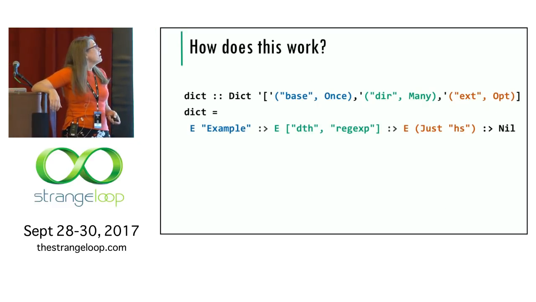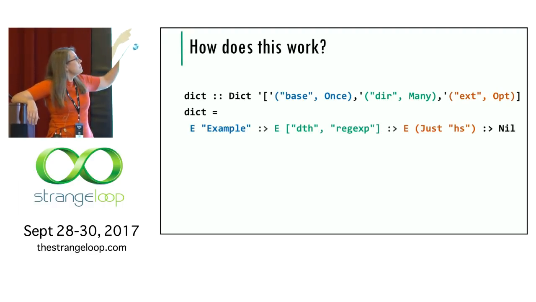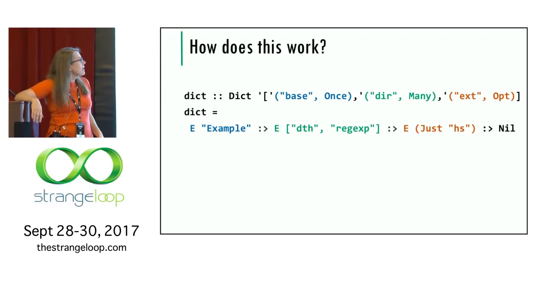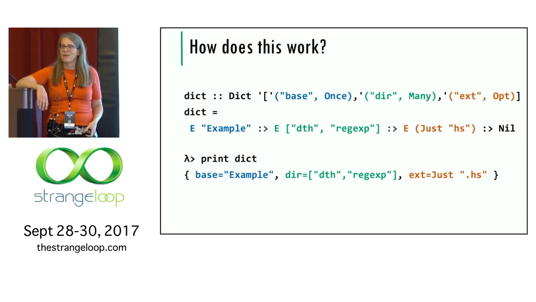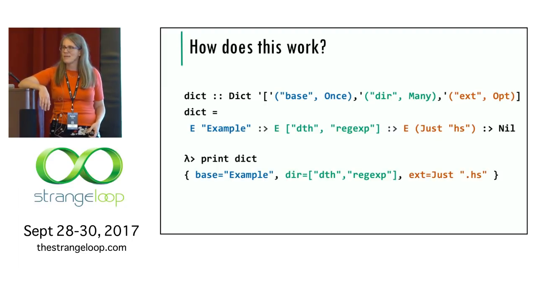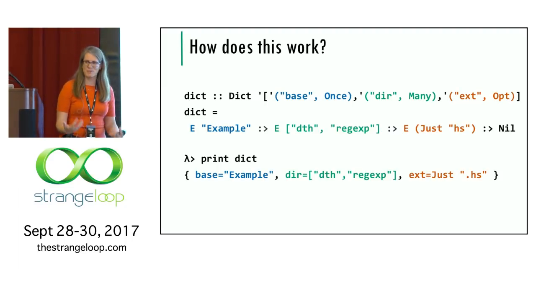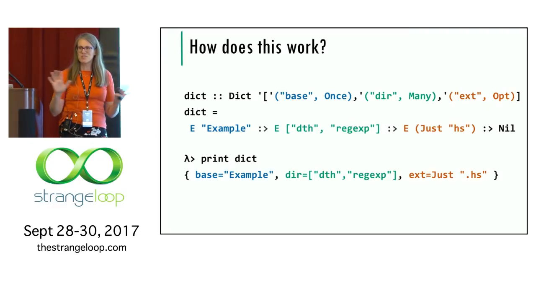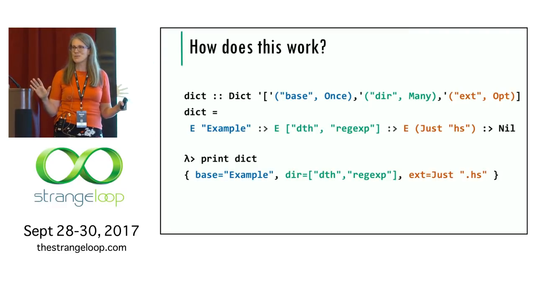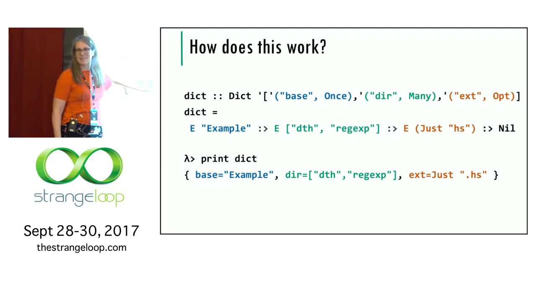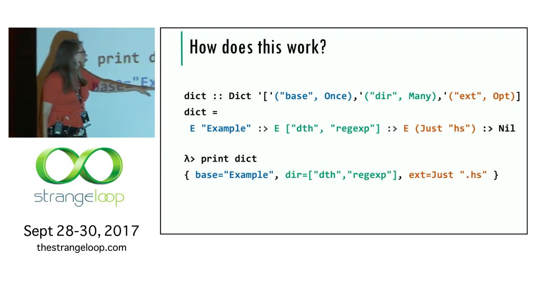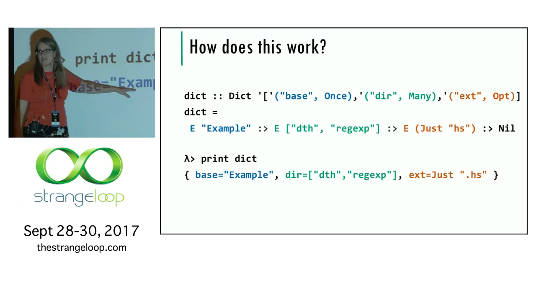So here I have this dictionary. The type tells me what it looks like, and let's print it out. And so we can print it out, and Haskell prints it out. Okay, why is this weird? Well, when you print something out, there's no types at runtime. Haskell erases all types before it runs your program. Where does base come from when we're printing it out? How does it know what type of value to print?